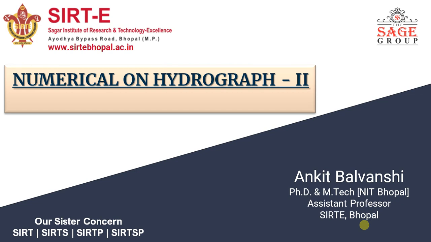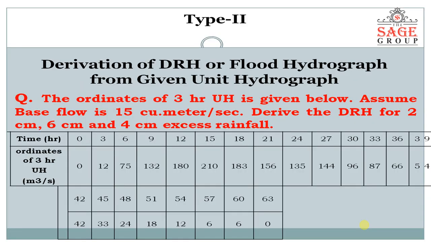I welcome you all on the video lecture on the topic Numerical on Hydrograph Part 2. So, this is the second type of unit hydrograph numerical in which we have to derive a DRH or flood hydrograph from a given unit hydrograph. Correct? So, the question goes like this.